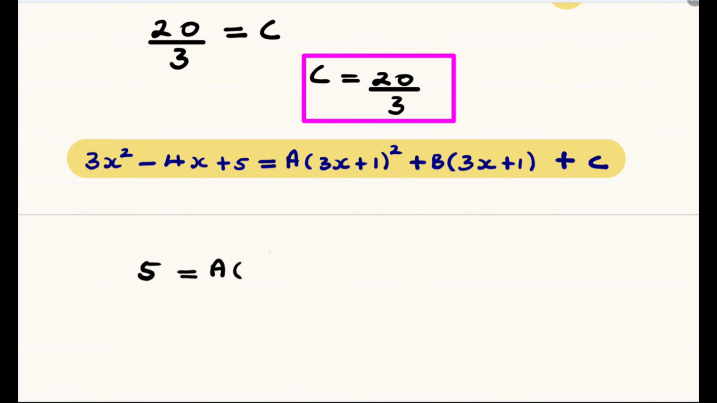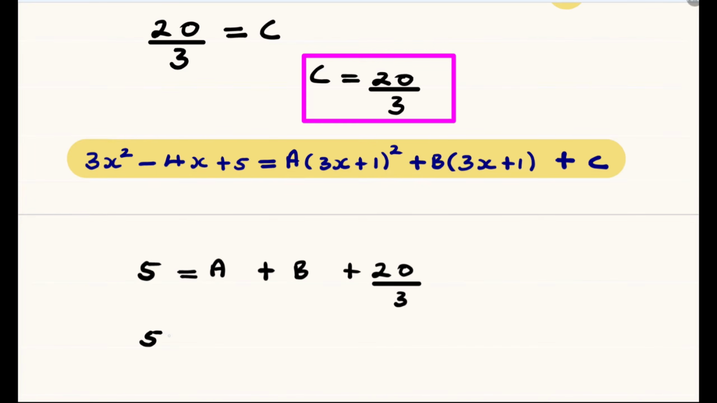So we'll be left with 1 squared. But 1 squared is equal to 1. So even with the b, 3 multiplied by 0 will be 0 plus 1. So b multiplied by 1 will be b, plus our c, which we determined to be 20 divided by 3. We end up with 5.